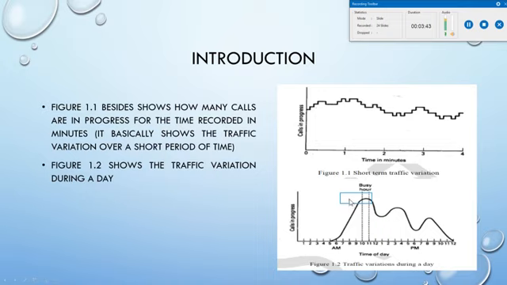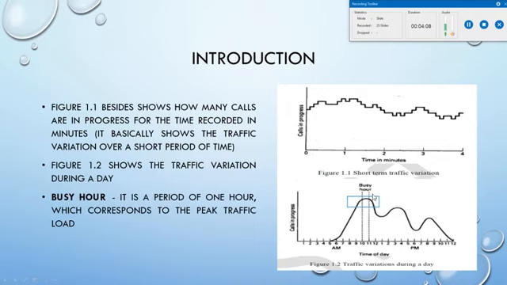Apart from that, in the graph we have specified something as busy hour. So what is basically a busy hour? It is the period of 1 hour which corresponds to the peak traffic load. In the figure, it is the time period from 10 to 11 a.m., which is a 1 hour duration, that is 60 minutes. This is termed a busy hour because we have the maximum peak at this point.